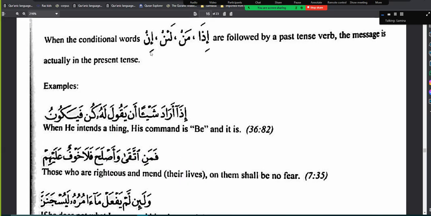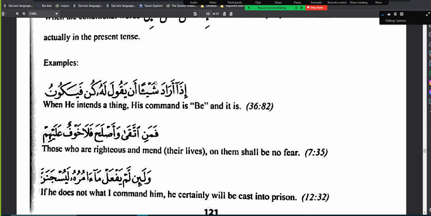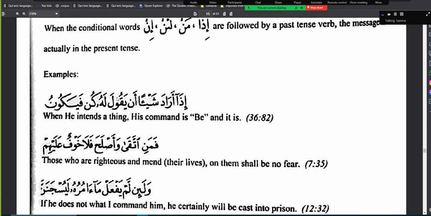When the conditional words in, la in, man or idha are followed by a madi, past tense verb, the message is actually in the present tense. Did you all understand this? For example, we have إِذَا أَرَادَ شَيْئًا أَن يَقُولَ لَهُ كُن فَيَكُونَ. So we have إِذَا followed by أَرَادَ. أَرَادَ here is fi'l madi. The fi'l madi should have meant, he intended, in the past tense. This is madi, but look at the translation, the meaning is in the mudare.